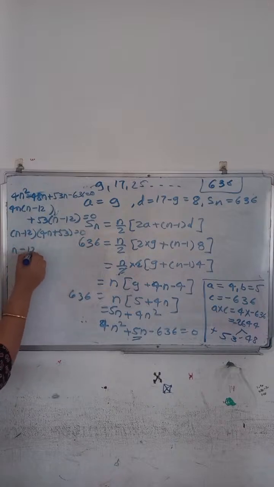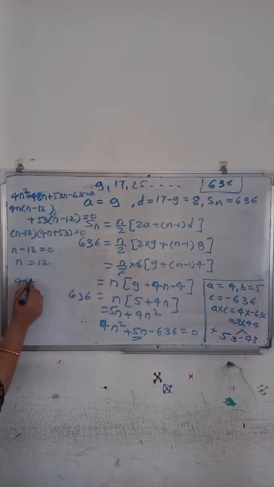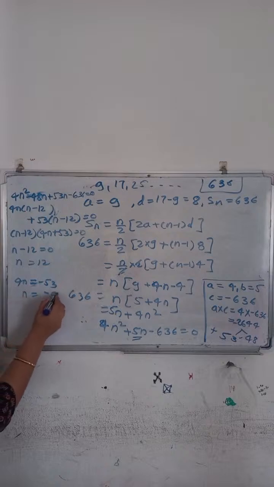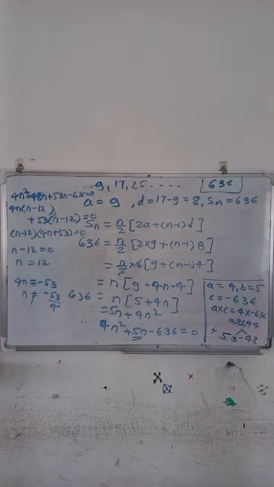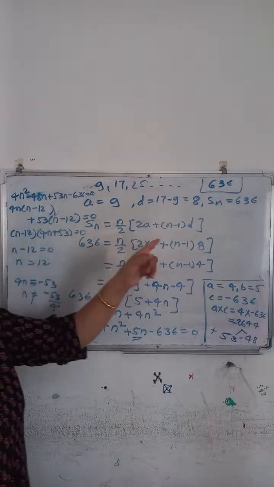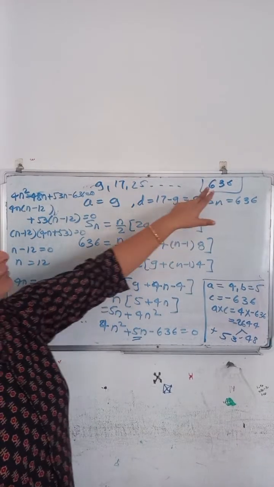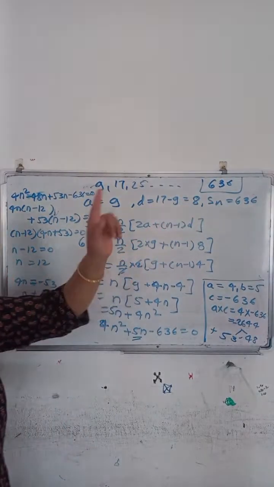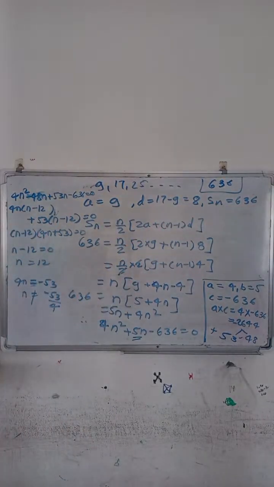So n minus 12 equal to 0, so n is equal to 12, and here 4n equal to minus 53, so n is equal to minus 53 by 4, which is not possible because the number of terms is a whole number, not a fraction. So here n is equal to 12. So 12 terms are there. When we add 12 terms, we get 636 as the sum of that given series or AP. Getting this? Okay, copy this question.